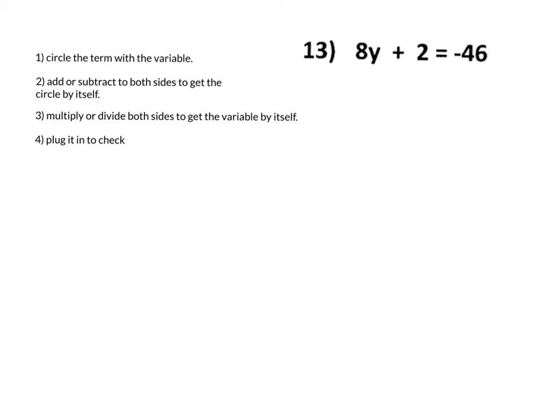Question number 13. Same thing. We're just going to circle the term with the variable. Then we want to get that by itself. So we're going to do the inverse of plus 2. We are going to minus 2 from both sides. That's going to give me 8y is equal to negative 48.